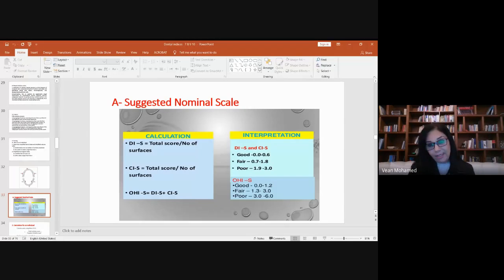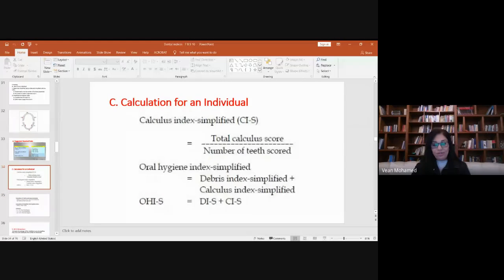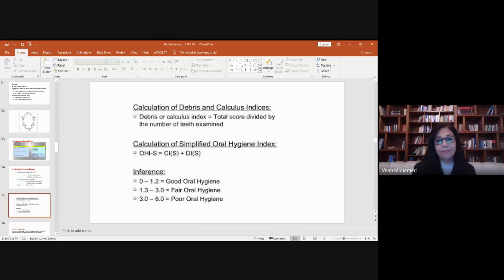Again, in the Amali, you can understand more. The calculation, again, is very easy. Total calculus score divided by the number of teeth scored. For oral hygiene, the simplified debris index and simplified calculus index will be added together. Again, it's mathematical equations.